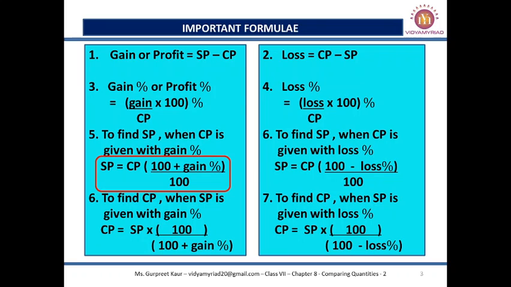Now see here, if you learn this one formula, you will be able to find out anything related with the 6th, 7th or 8th point. SP is equal to CP into (100 plus gain percent) upon 100. Now if I want to find out CP, just take this formula itself and take your 100 plus gain percent, it is in the numerator, take it to the left hand side, it will become denominator. Your 100 is in the denominator, take it to the left hand side, it will become numerator. So that is why I am saying, if I know this formula, I can find out CP or SP with anything. Okay, just remember this.